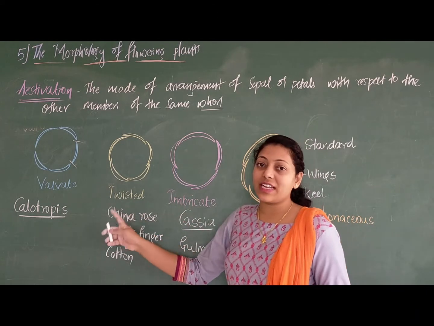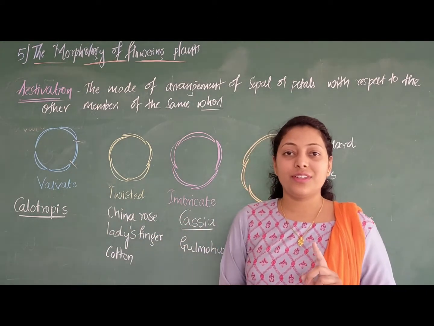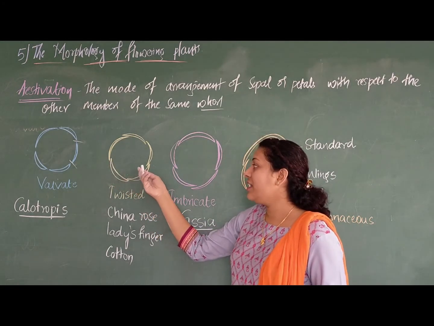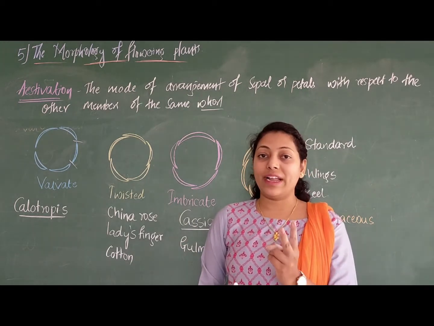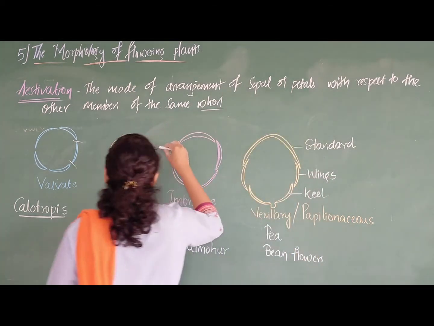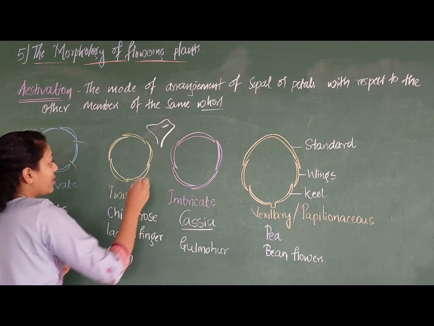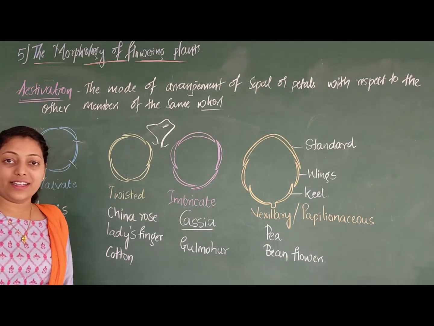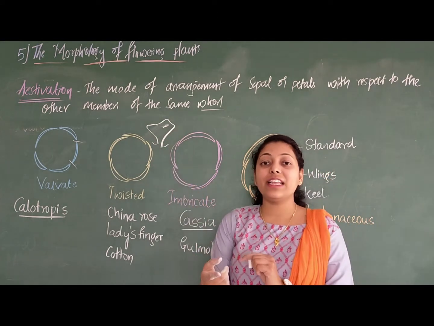Then coming back to twisted aestivation. In twisted aestivation, we can generally say one in, one out. Just as you can see, one in, one out, one in, one out, because we know that the sepals or petals have 2 ends. Okay, I will draw a petal for you all. So this is a petal. This is one end and this is the other end. So here, at one end and the other end, you can take one in, one out.